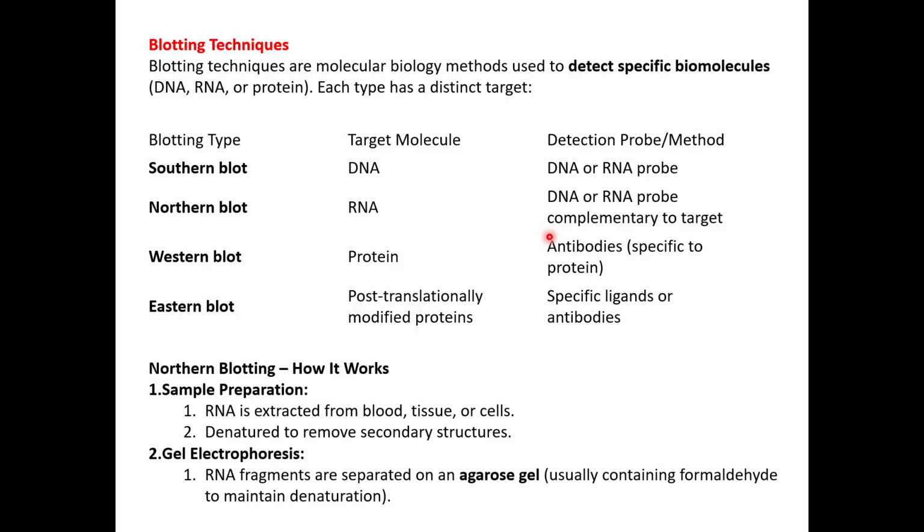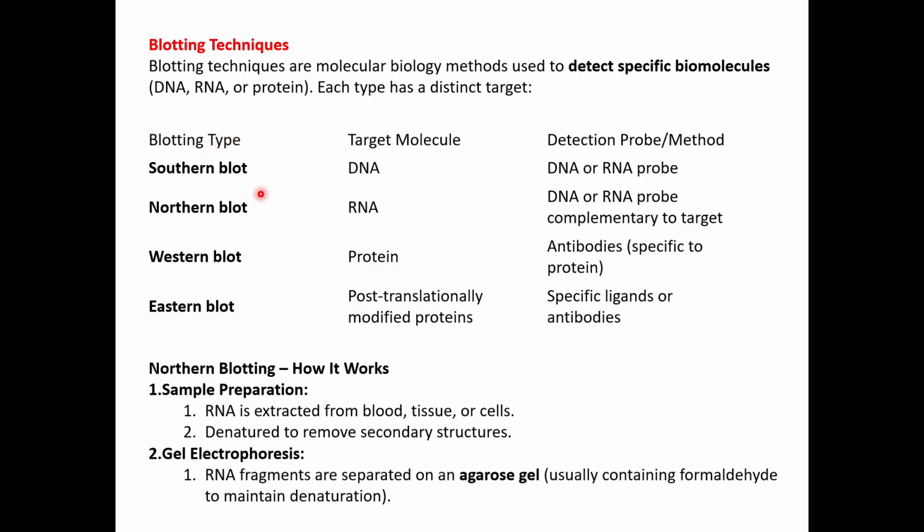Then next is blotting techniques. So we have different blotting techniques where we can run DNA, RNA, protein to identify them using probes. So they are named southern, northern, western, eastern blots. So the blotting techniques are molecular biology techniques used to detect specific biomolecules like DNA, RNA, or protein, and each one has a distinct target.